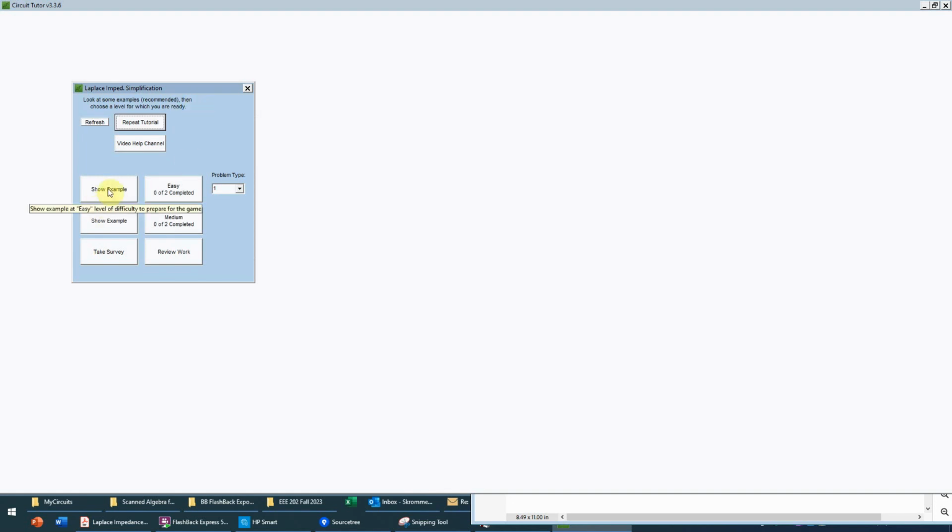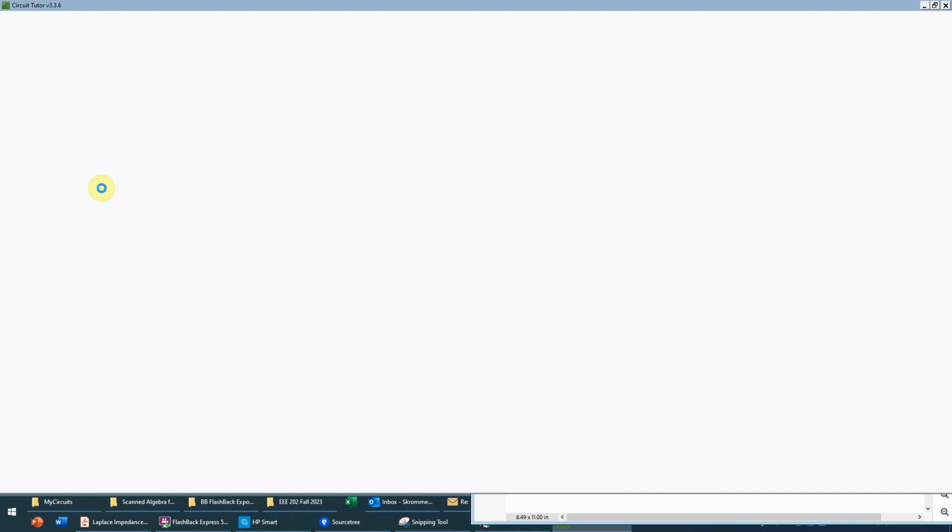And now we have a choice of doing examples or exercises. And it's always a good idea to look at some examples here. So I'm just going to go ahead and generate one as an example.